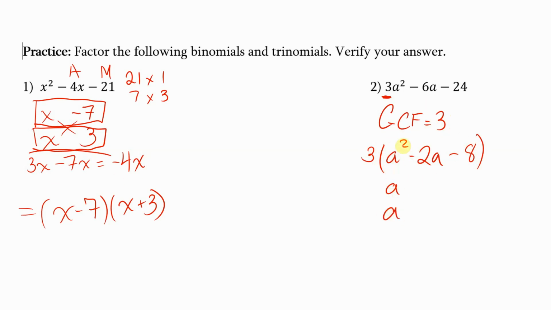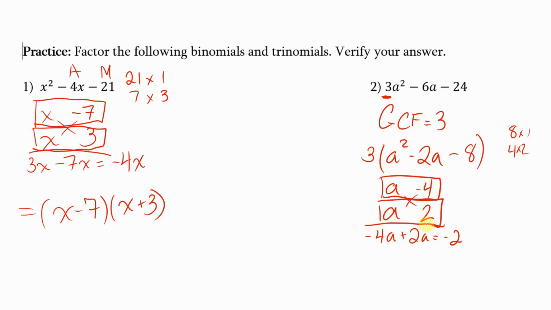So a, and our factors of 8, we can have 8 times 1, or 4 times 2. Two numbers which can add together to give us -2. 8 times 1 is going to be no good, so we will choose 4 and 2. We'll put a negative here because we have a -2, so -4a plus 2a is -2. There's our first factor, there is our second factor. And that is done.